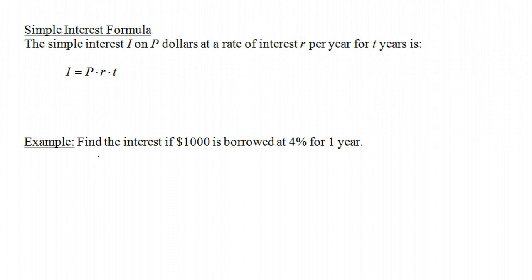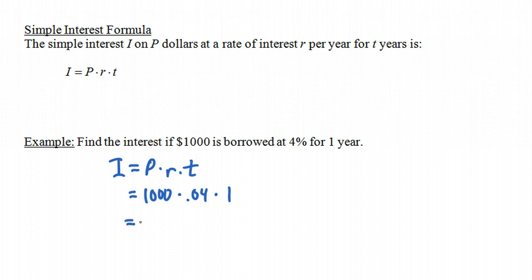Let's suppose, find the interest on $1,000 if $1,000 is borrowed at 4% for 1 year. Okay, if $1,000 is borrowed at 4% for 1 year. So let's remember our formula. I equals P times R times T. Now, what we're looking for is the I, the interest. Now, the principal, P, is 1,000. The rate is 0.04. So remember, don't just put in 4. Express it as a decimal, 0.04. And the years is just 1 year. So we'll put in 1 for the year.